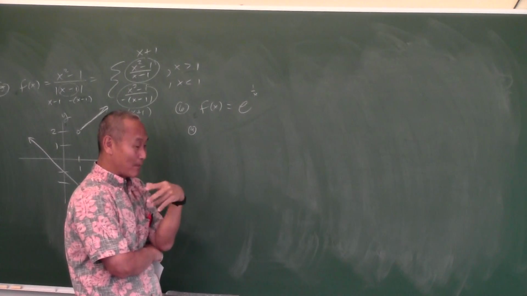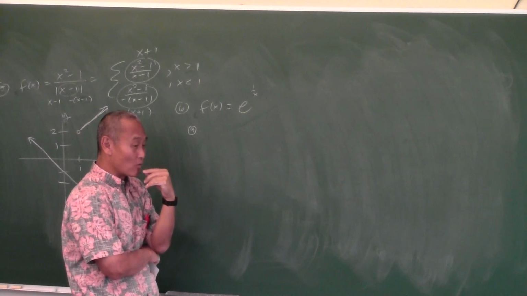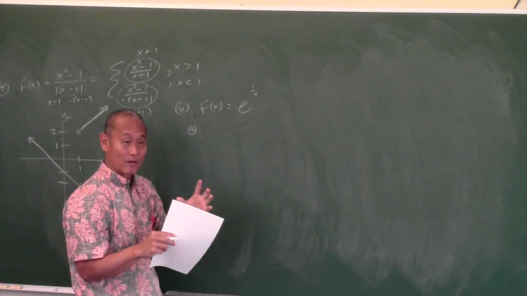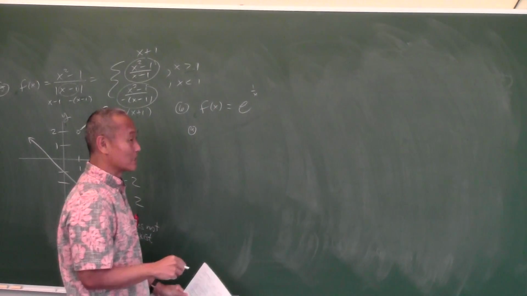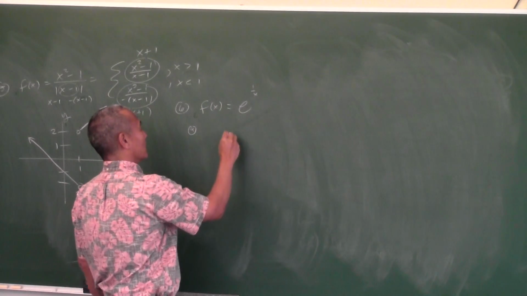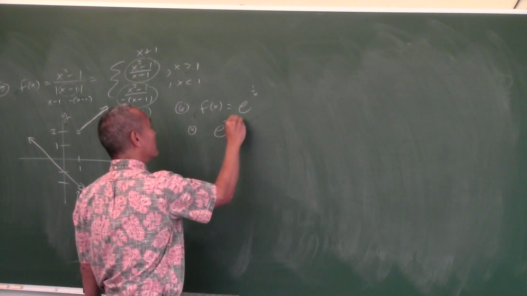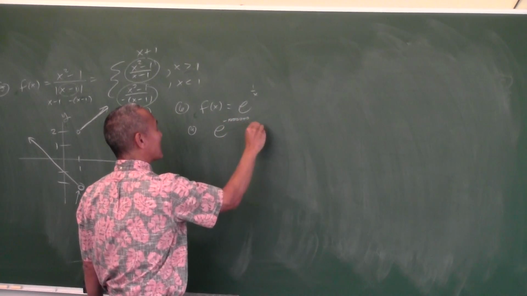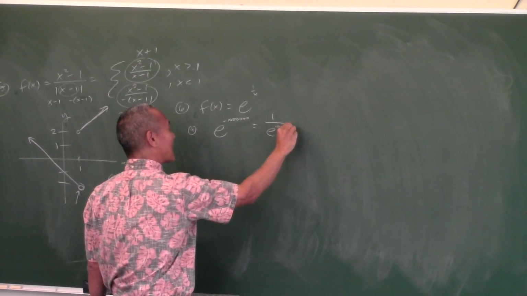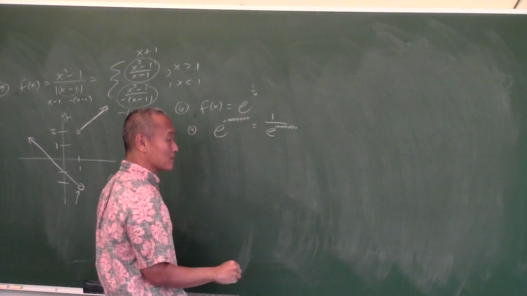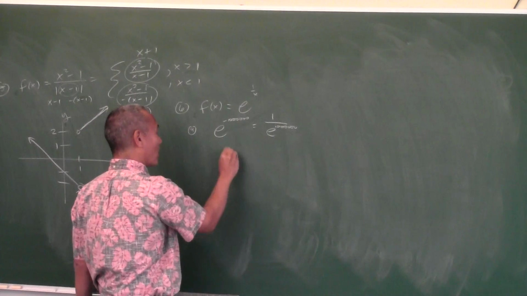What is 1 divided by negative 0.00000001? It's going to be a really huge negative number, right? What is e to a really huge negative number? What is it close to? E to the negative million. Isn't that the same thing as 1 over e to the million? That number is close to zero. Zero.